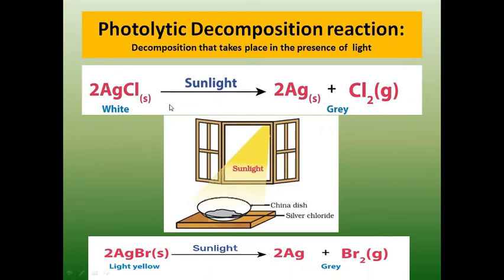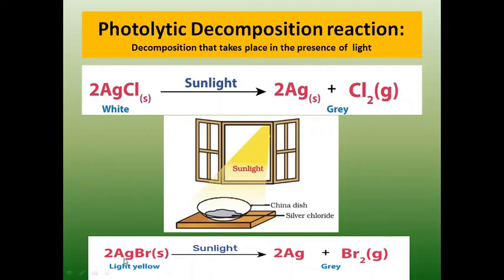Actually, what happens here, the white color of silver chloride changes into gray color due to the formation of silver metal. The decomposition of silver chloride is caused by light. It may be sunlight or it can be the light of a bulb. This reaction is actually known as photolytic decomposition reaction. And this reaction is also very important because it is used in black and white photography.